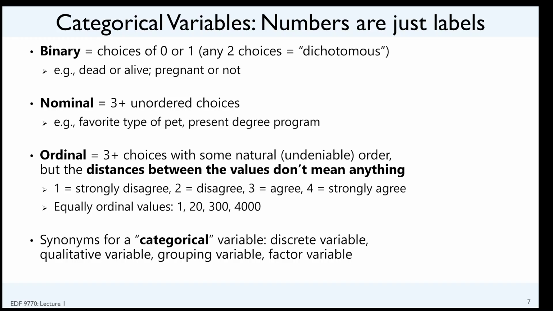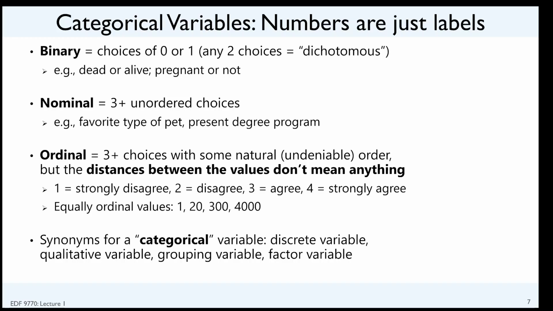There are 3 main kinds that you will see in life: binary, nominal, or ordinal. Are these familiar terms? Cool, all right. So one thing I will point out, binary and dichotomous are not the same. They are often used interchangeably, but binary means specifically 0 or 1, whereas dichotomous means 2 choices.